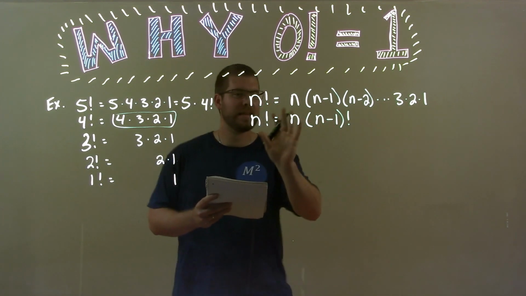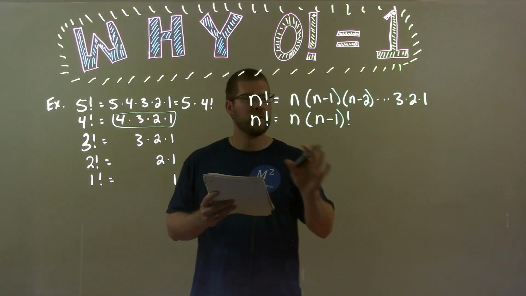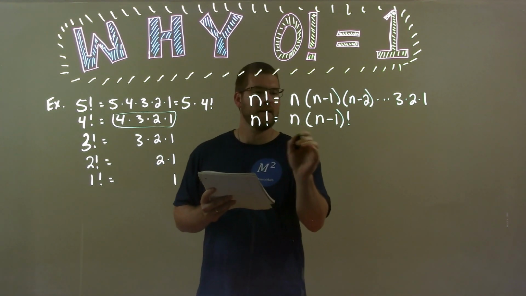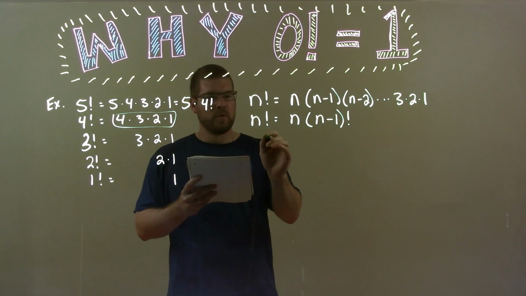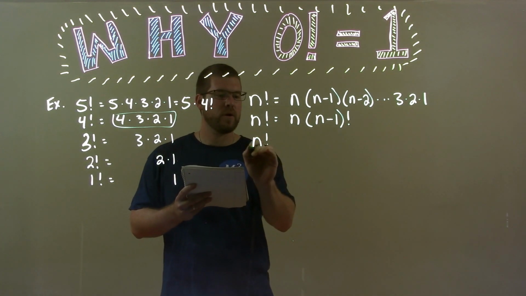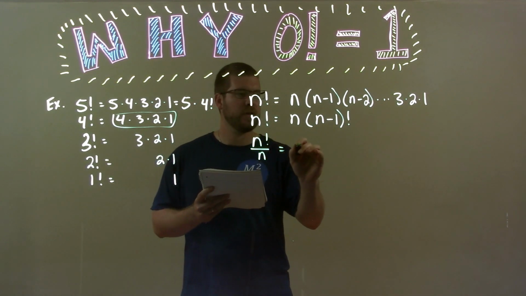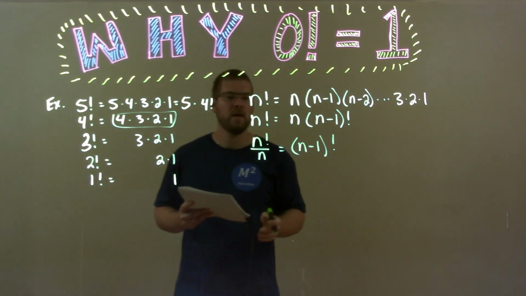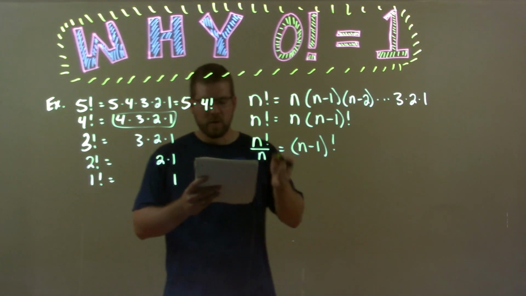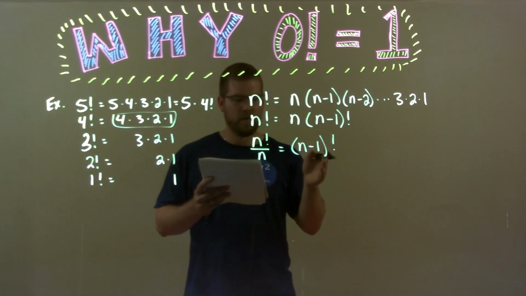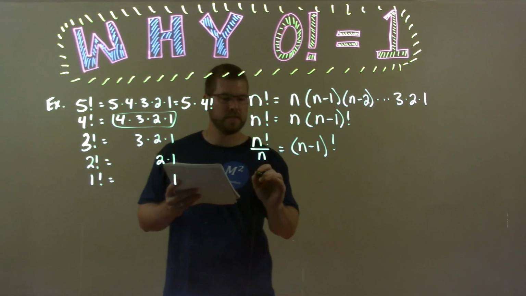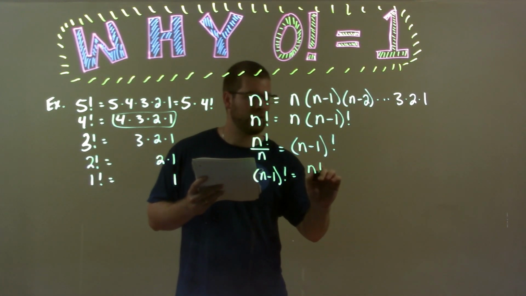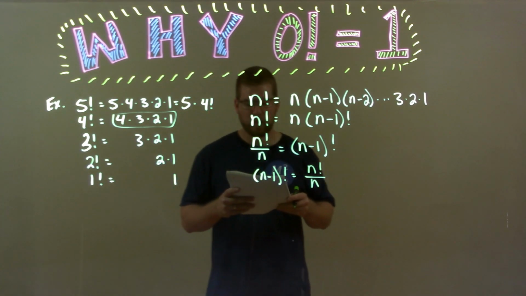Now, if we take this equation and rearrange it to get n minus 1 factorial by itself, I'm going to divide both sides by n. So we're left with n factorial over n equals n minus 1 factorial. Now I'm going to flip it around: n minus 1 factorial equals n factorial over n.